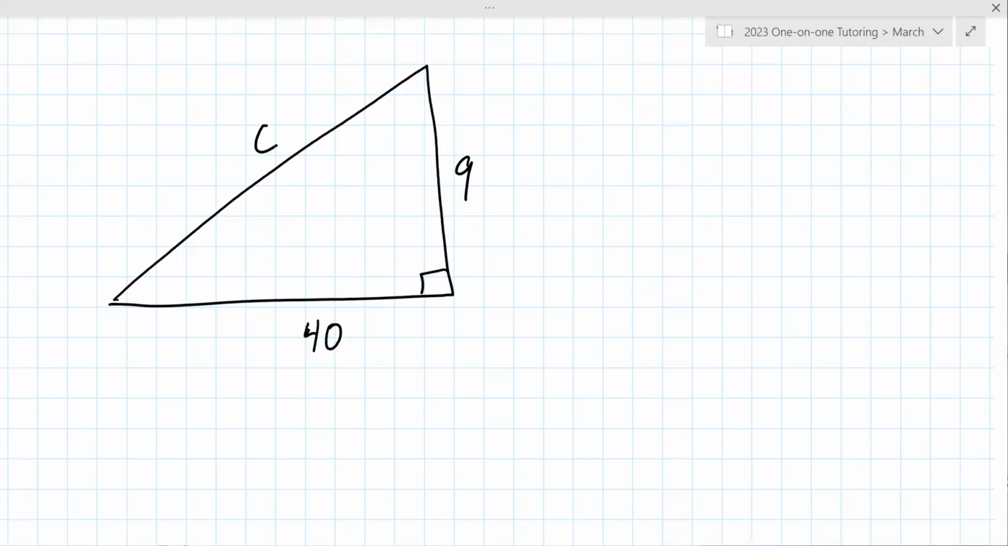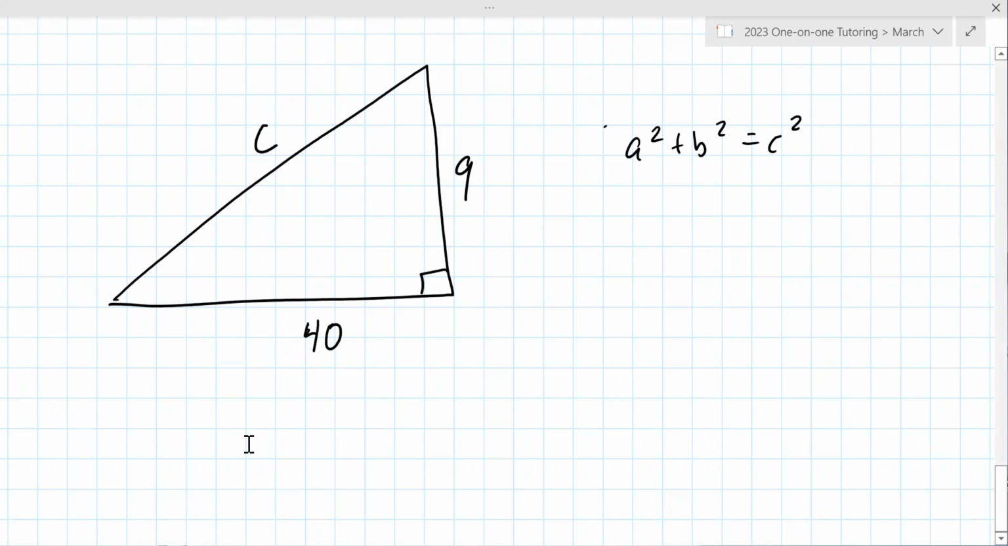Adjacent over hypotenuse. Okay, it's 9/40. Sourish, we're using the Pythagorean theorem, a squared plus b squared equals c squared. I thought we were using the cosine. We will, but we're going to first find the hypotenuse. Okay, 40 squared plus 9 squared equals c squared. Okay, can you calculate that for us, please?